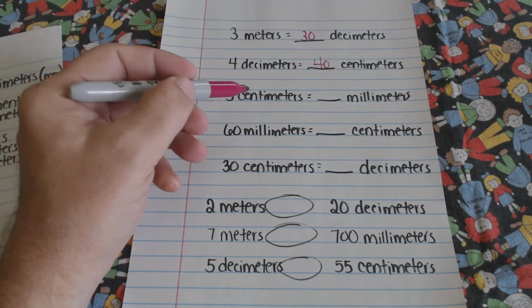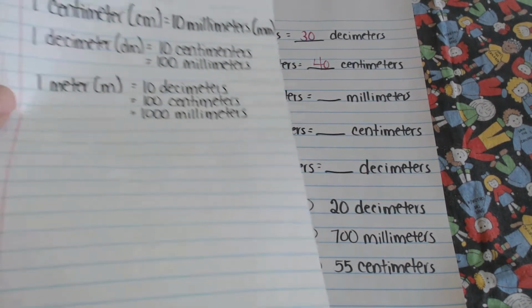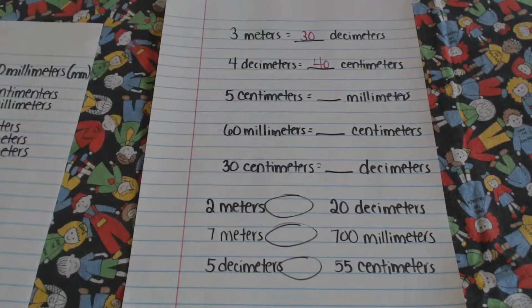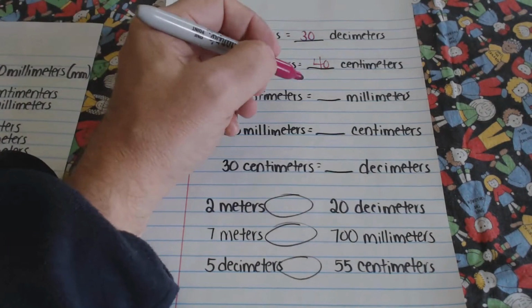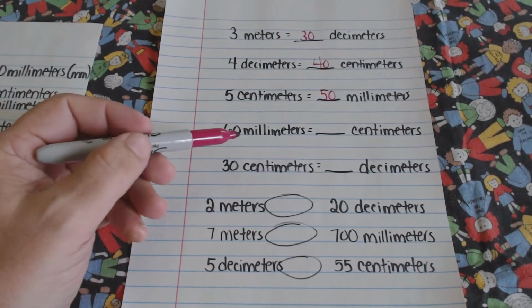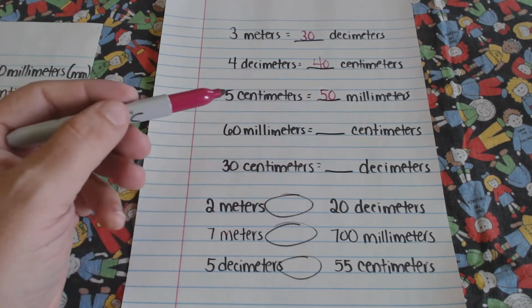What about 5 centimeters? How many millimeters would that be? Well, 1 centimeter is 10 millimeters. So 5 centimeters would be 5 times that, or 50 millimeters. Well, what if I had 60 millimeters? How many centimeters would that be?